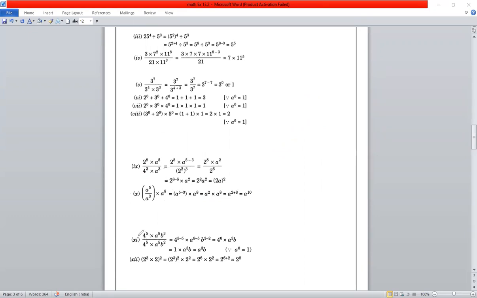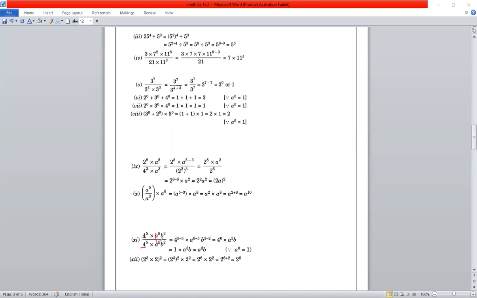In the 11th question, we have 4 to the power 5 into a to the power 8, b to the power 3 divided by 4 to the power 5 into a to the power 5 into b to the power 2. Here we need not convert this 4 into the form of exponents, because in the denominator I have base 4, and in the numerator also I have 4. So directly I can apply the exponent law. Bases are same. In the division form, subtract the powers: 4 to the power 5 minus 5.